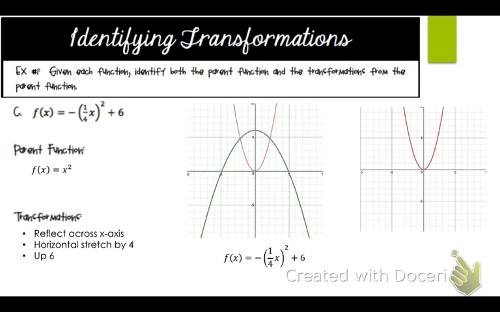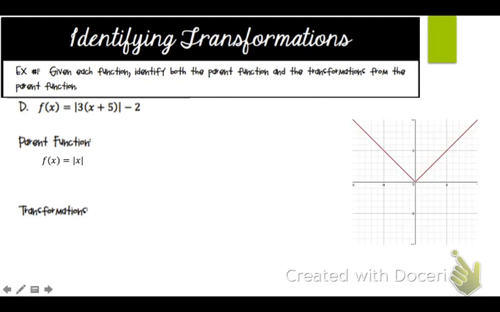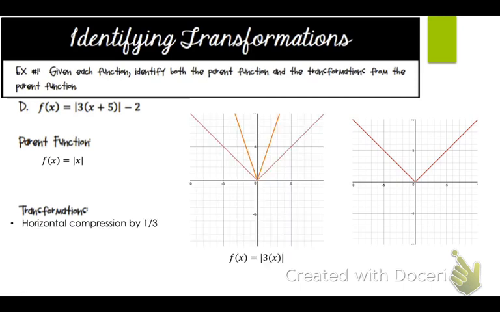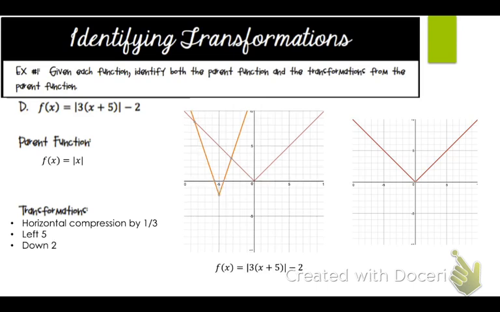And then the plus 6 is going to move this up 6. Okay? Let's look at this next one. This one is the absolute value function. And again, we're just going to start furthest left. So that 3 in there, it's inside, and that's going to horizontally compress it by 1/3. Okay, because you have to flip it. That's really 3 over 1, so we're just going to flip it. It's 1 over 3. That plus 5 moves it left 5. Minus 2, down 2. And there's our graph.